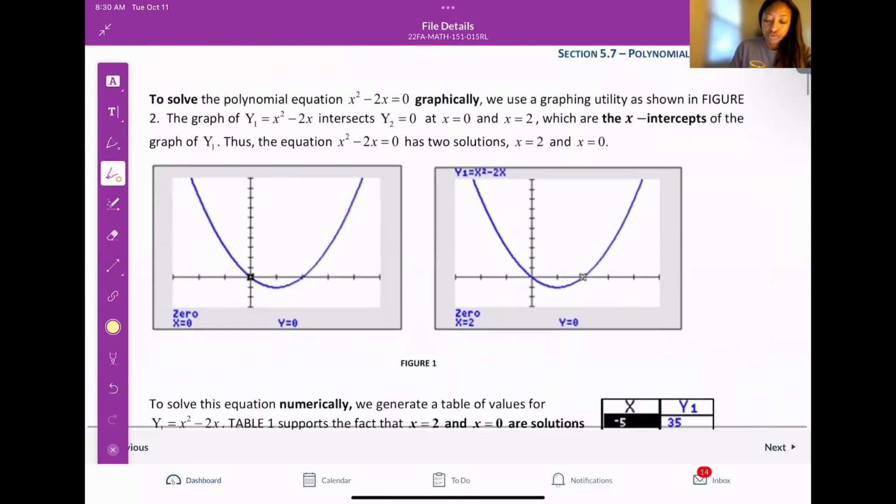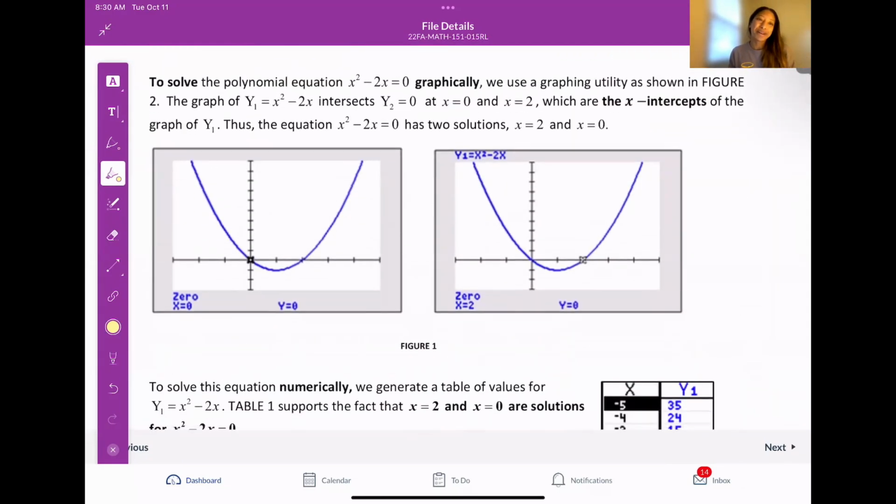All right, the book goes through a couple ways that we can do this. Of course, we talk about solving many different ways. We can solve graphically, we can solve numerically, we can solve algebraically, and we're going to learn all three. Solving graphically for a problem like this is essentially just finding the x-intercepts.